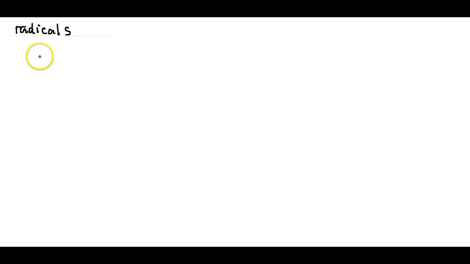Okay, so we're talking about radicals in this video. If we're looking at something like the square root of 9, well, we know the answer is 3, but let's look behind what it means. The square root of 9 is the same thing as 3 times 3, or the square root of 3 squared.